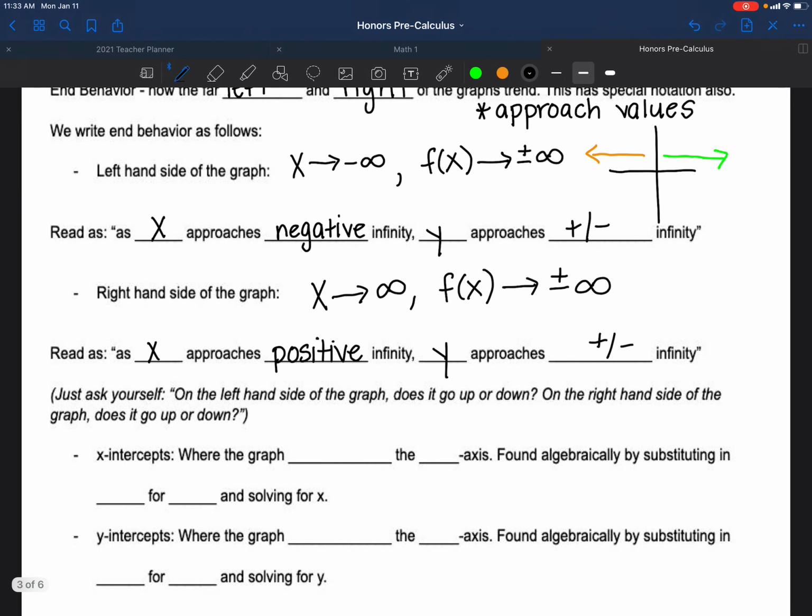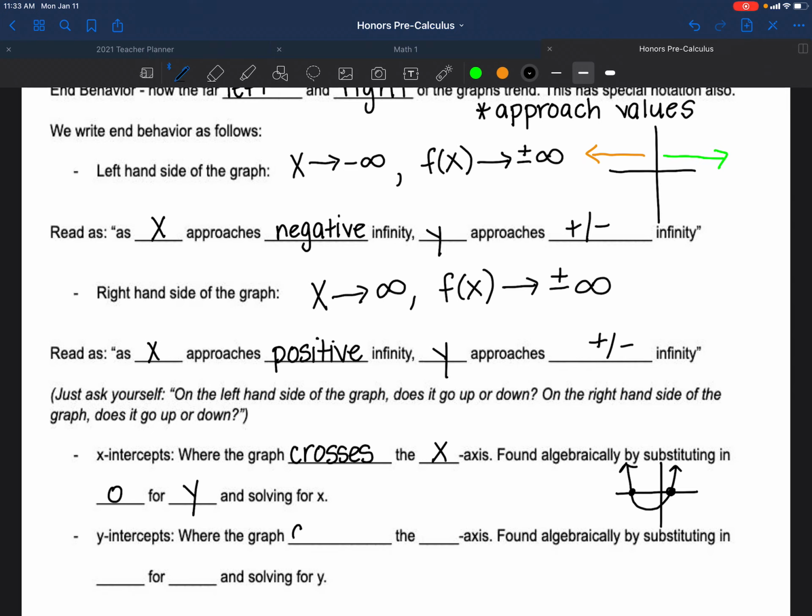Now we're going to talk about our intercepts, and then we're going to kind of pull this all together. So my x-intercepts are where the graph crosses the x-axis. Now, algebraically, you find it by substituting 0 in for the y value. And sometimes that's easier said than done. It depends on what type of function you have. But the reason that you're substituting in for the y value is because on the x-axis, anytime a graph crosses the x-axis, is where y is equal to 0.